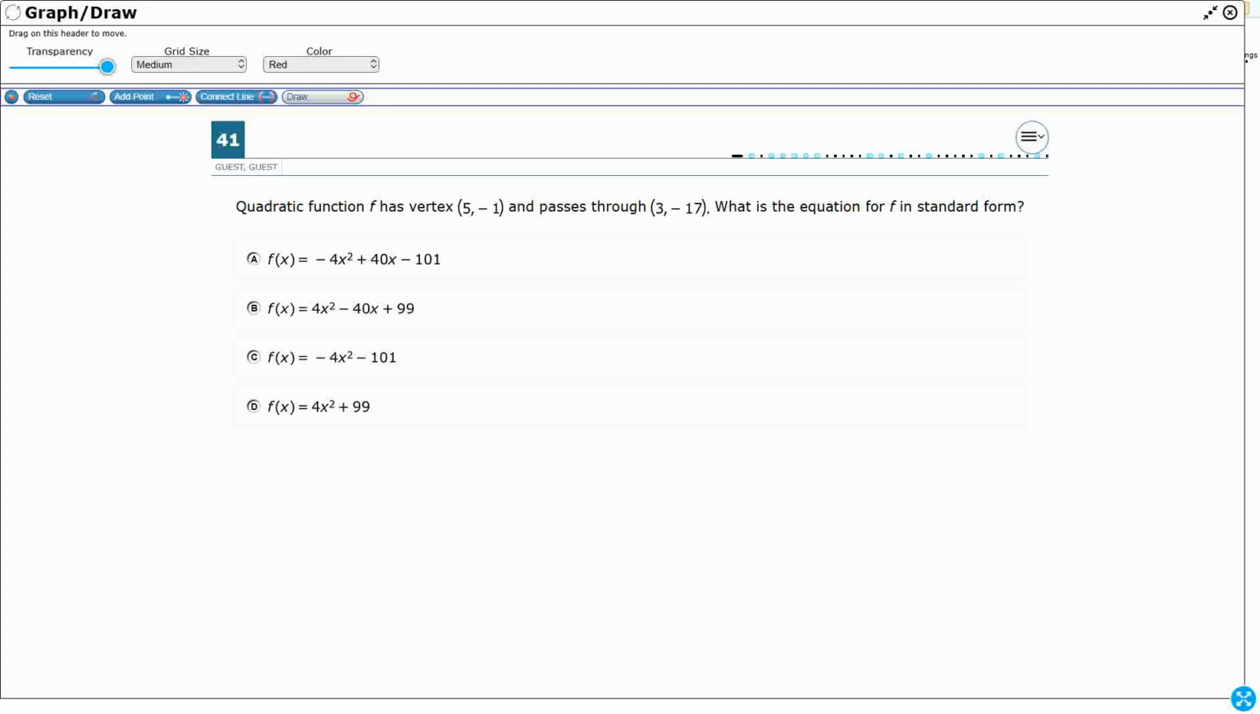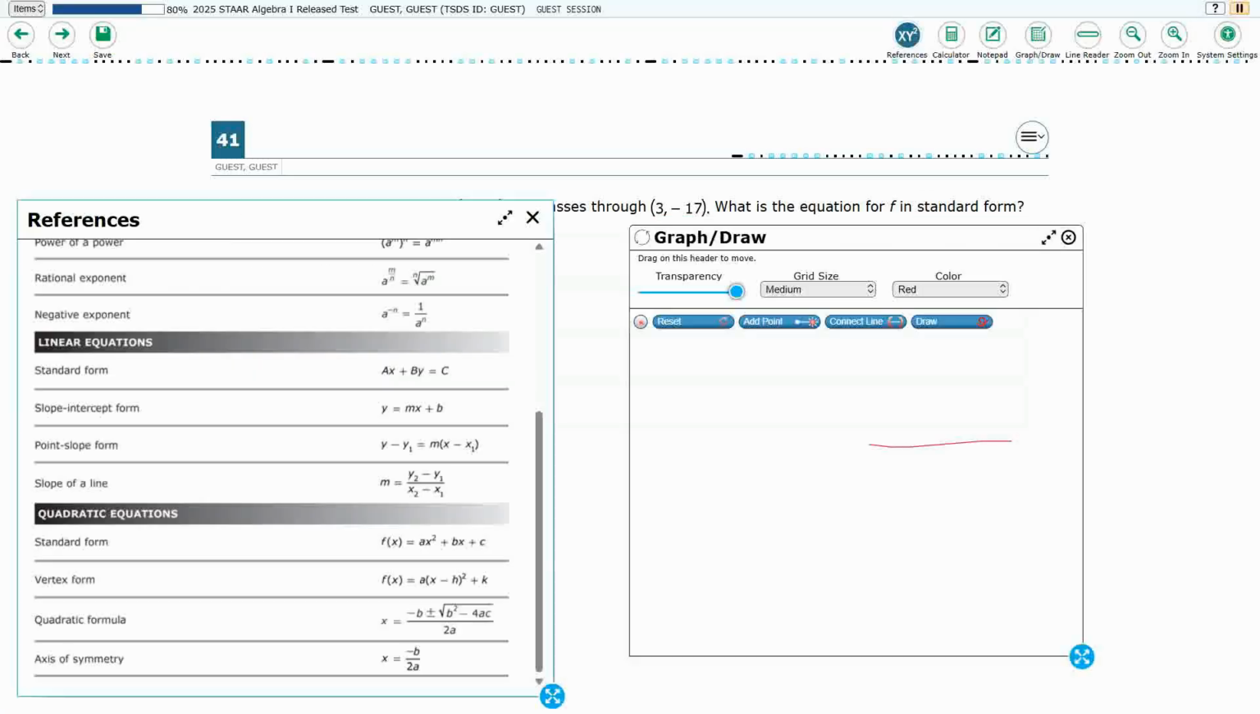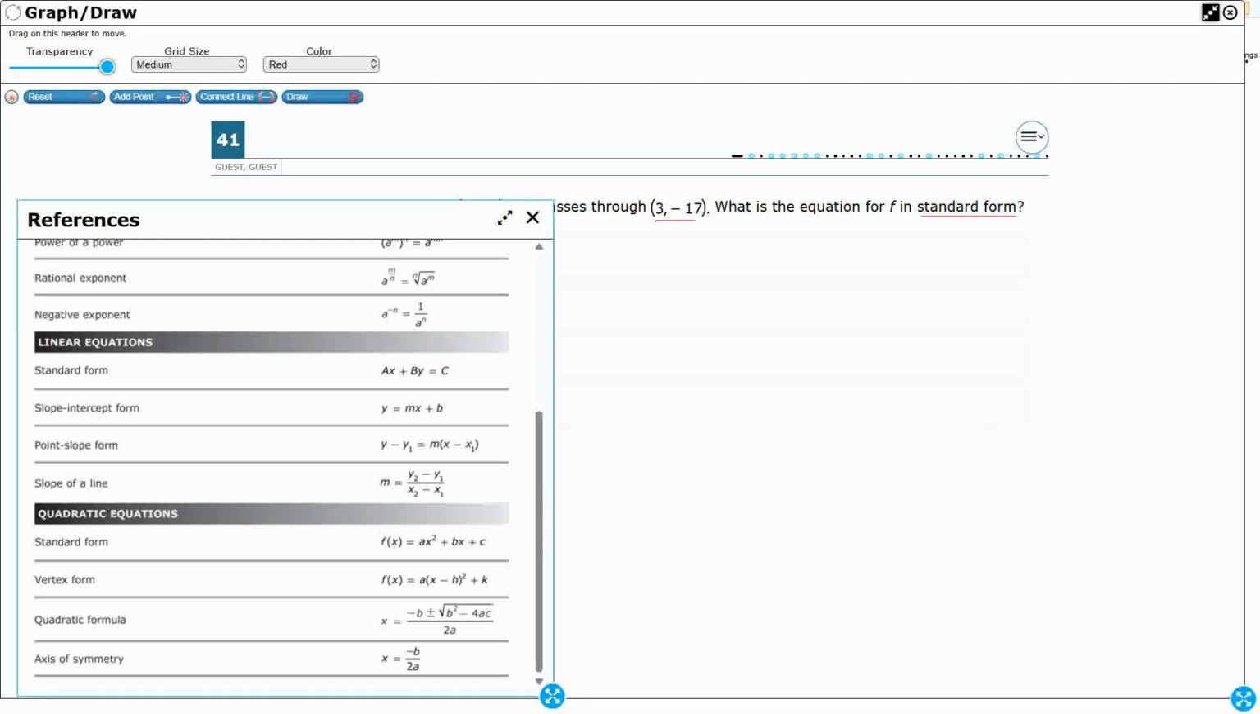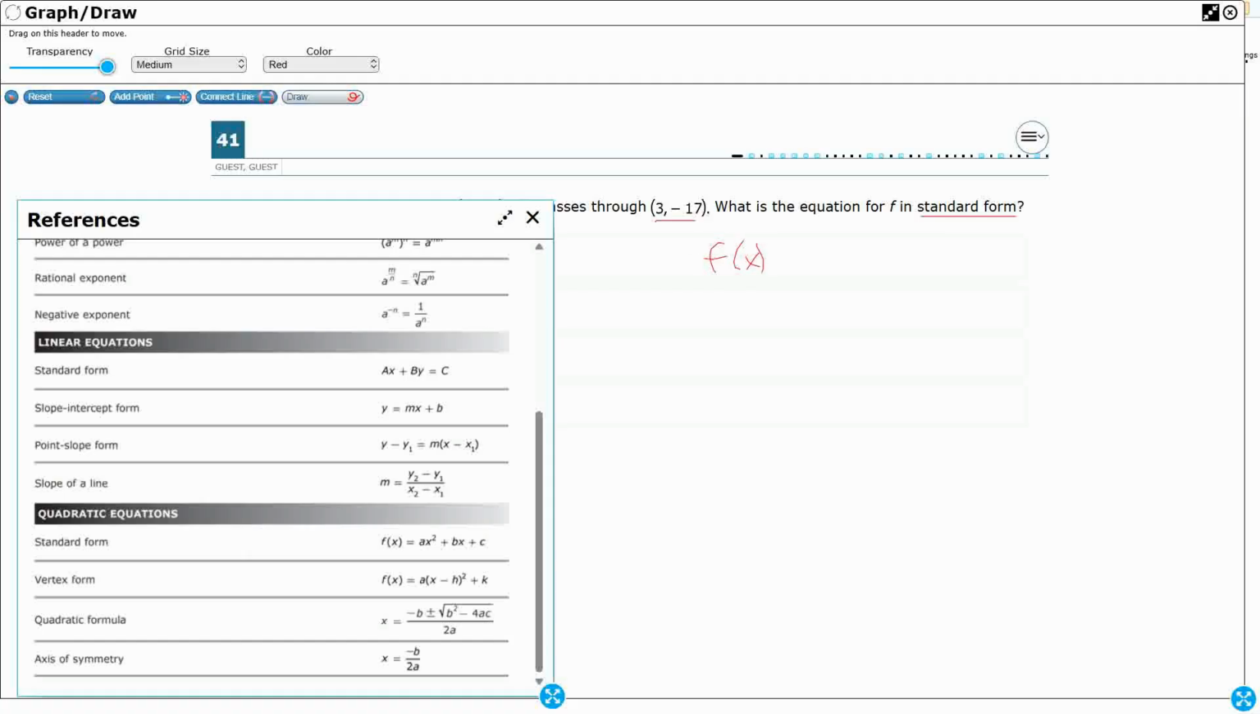So we've got a quadratic function, f, and they've given us the vertex, a point it passes through, and we need to write it in standard form. All right, so we're going to need some things from our reference materials. If you look down at the bottom of your reference materials, you're going to see two things that are extremely important. You're going to see the standard form, which is what they said we need. So let's go ahead and get that. This is our goal: f of x equals ax squared plus bx plus c. We want it to look like that.